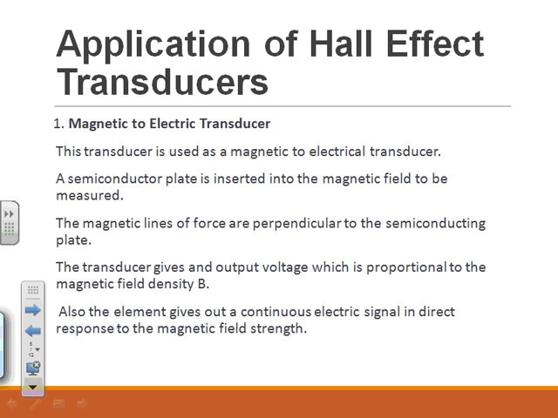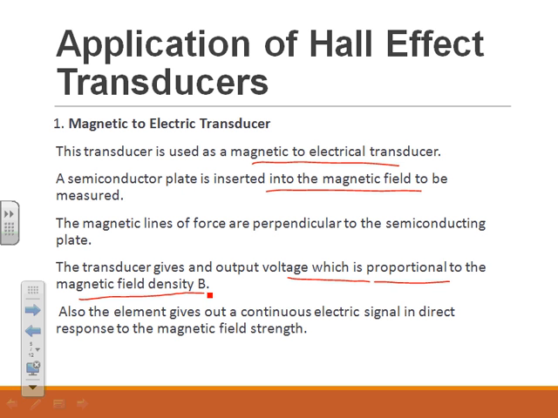Applications. The first application is the magnetic to electric transducer. This transducer converts a magnetic field into an electrical signal. A semiconductor plate is inserted into the magnetic field to be measured, and the magnetic lines of force are perpendicular to the semiconductor plate. The transducer gives out an output voltage which is proportional to the magnetic field density.